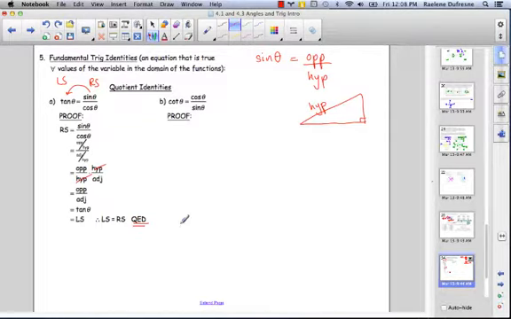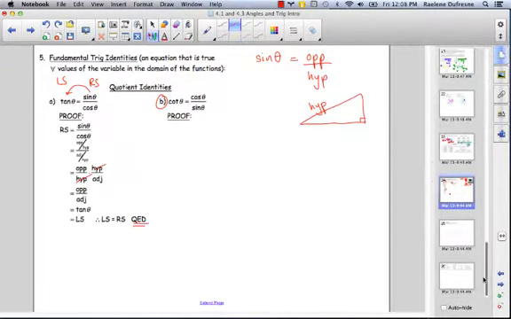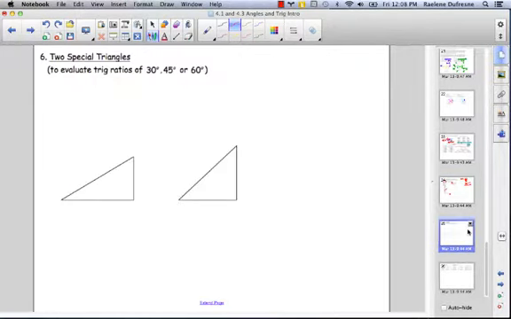Well, we can try the proof over here for cotangent theta, and I will leave that to you as an exercise. Please have it completed in your video check completion. 2 more things to go.